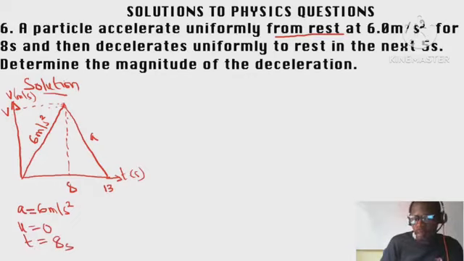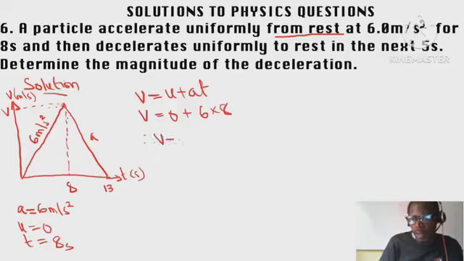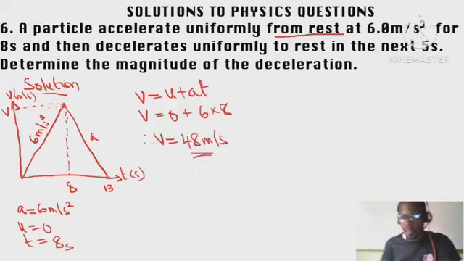That's 8 seconds. So from the equation of motion, we know that v equals u plus at, because those are the parameters that we are given. So from here, we know that v equals 0 plus a. A here is 6, then multiply by time, which is 8. Therefore, the final velocity is equal to 48 meters per second. That's the final velocity. But that is not the question we are asked to calculate. Now, that is the first stage.